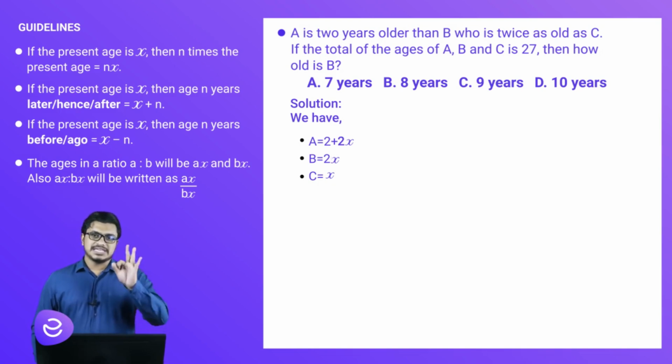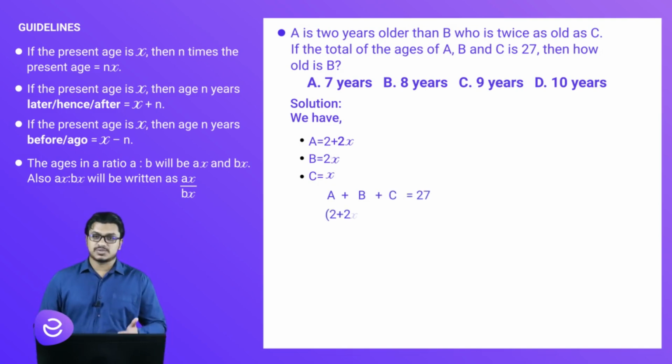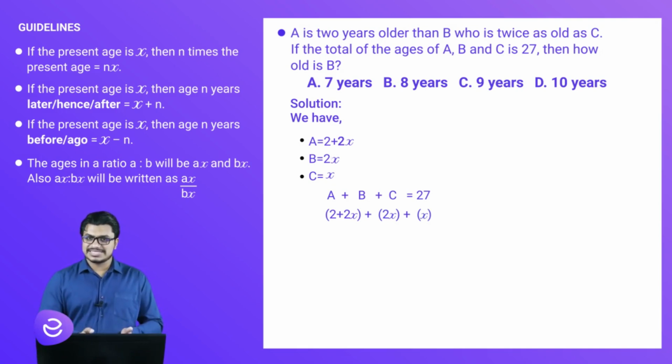So, we have three equations which constitute only one variable, which is X. Now, let's come to the direct information. The total of the ages of A, B, and C is 27. So, we have A plus B plus C equals 27. For A we have 2 plus 2X, so we'll substitute that, plus B we have 2X, C we have X. So, 2 plus 2X plus 2X plus X equals 27.